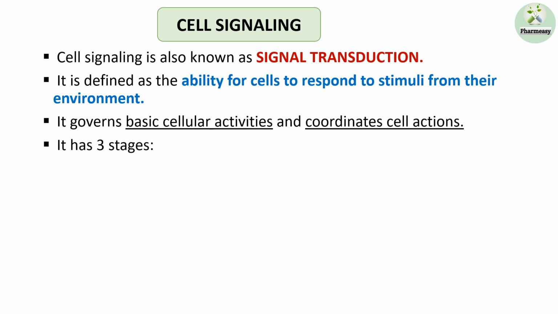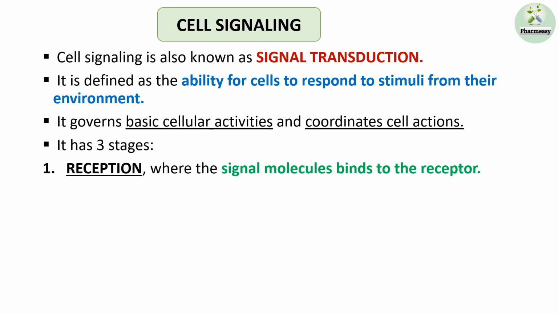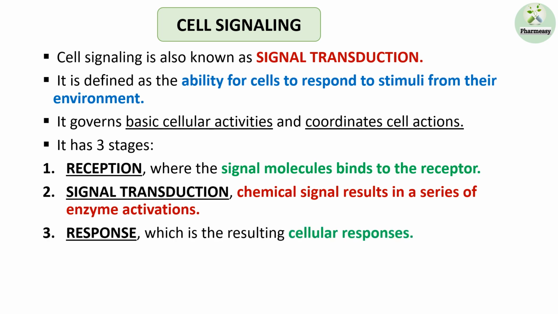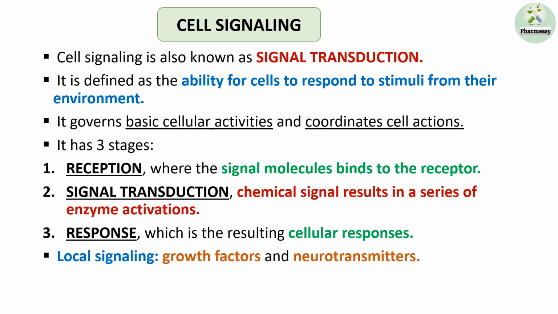It has three stages. First one is reception, where the signaling molecules bind to the receptor. Second is signal transduction, in which the chemical signal results in a series of enzyme activations. And last stage is response, which is the resulting cellular response. Local signaling includes growth factors and neurotransmitters. And long-distance signaling includes hormones.